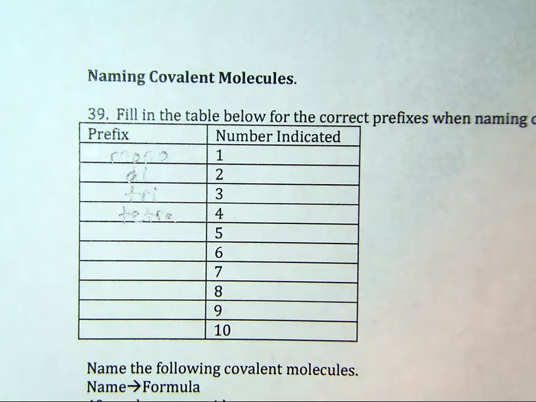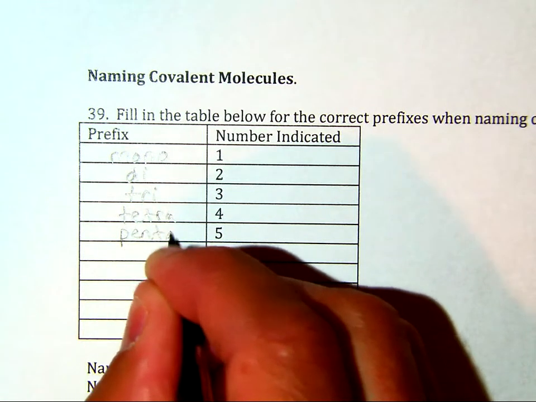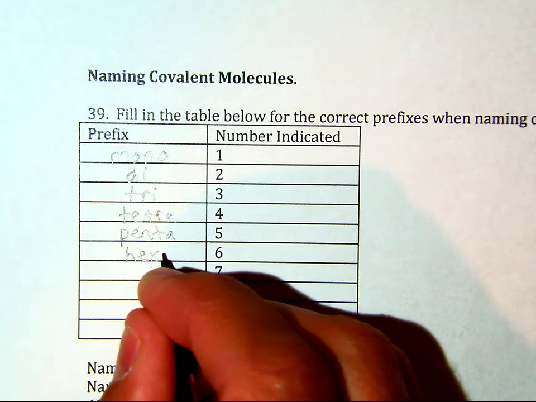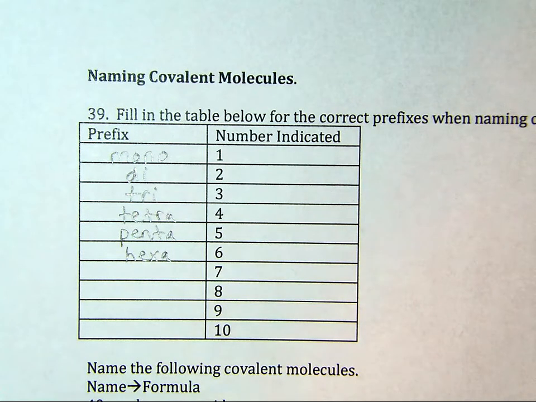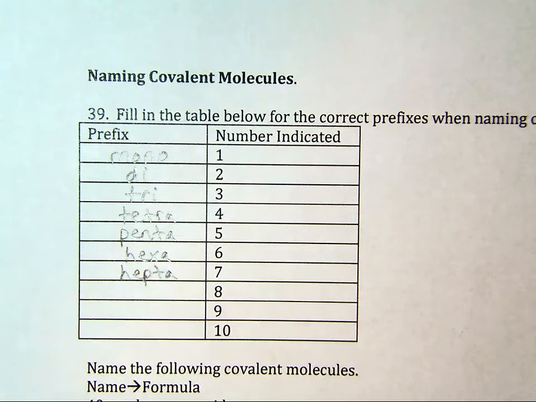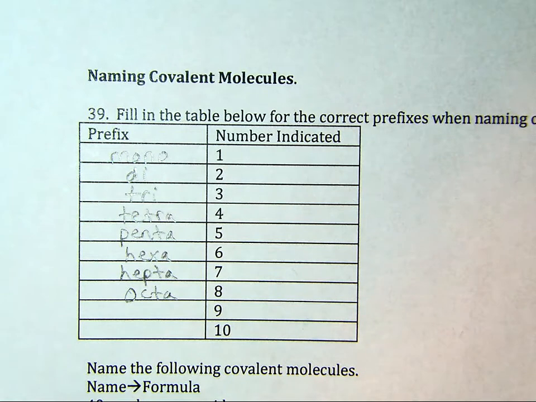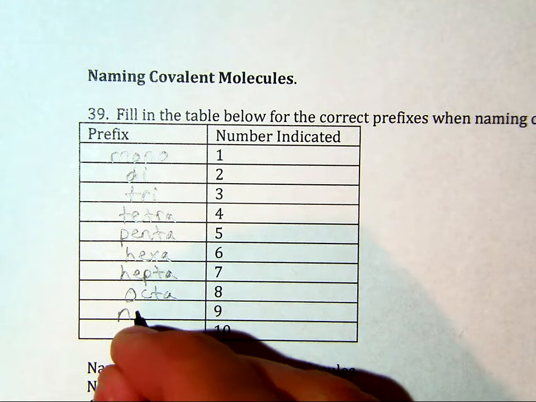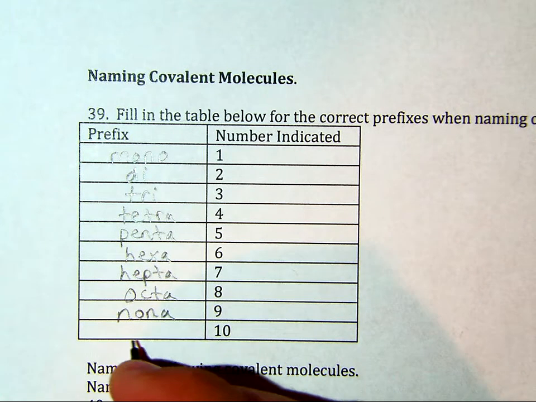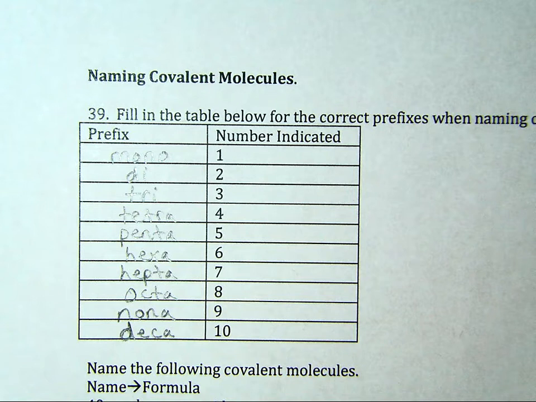Number 5 was penta, like a pentagon. Number 6 was hexa, like a hexagon. Now number 7 is one that I always struggle to remember. It's hepta, is the prefix for 7. Number 8 is octa, like an octagon. 9 is nona. And number 10 is deca, like a decade. So those are the prefixes.